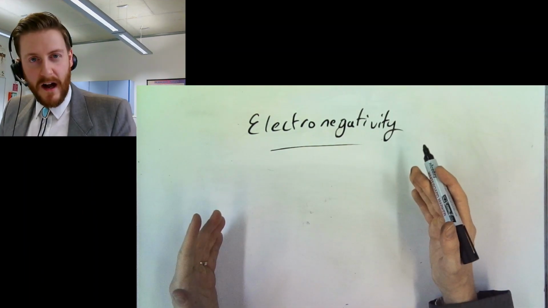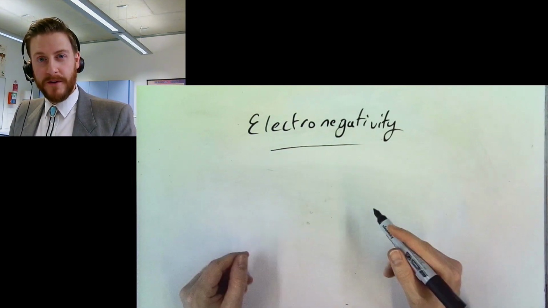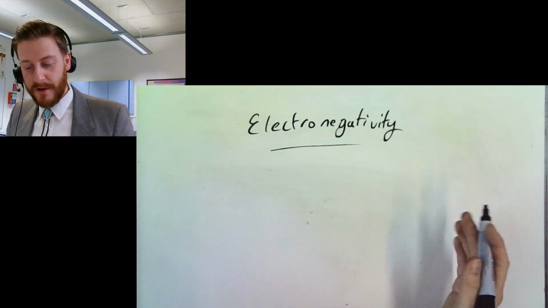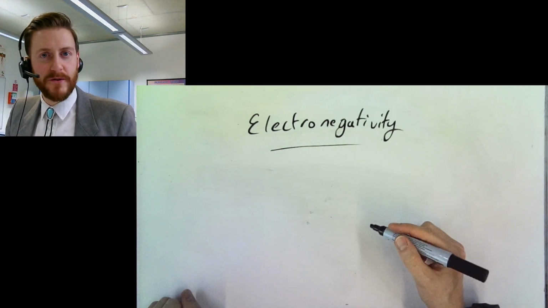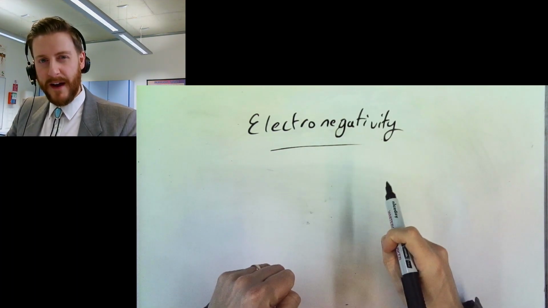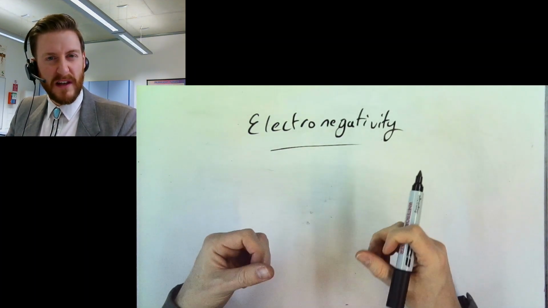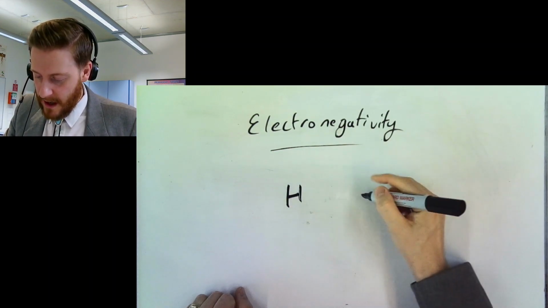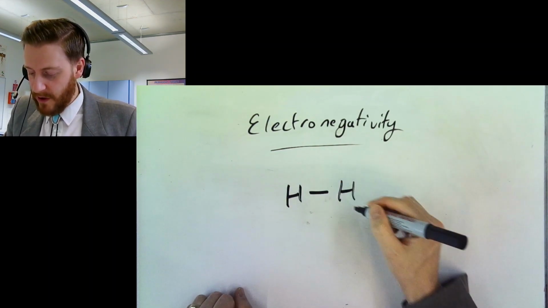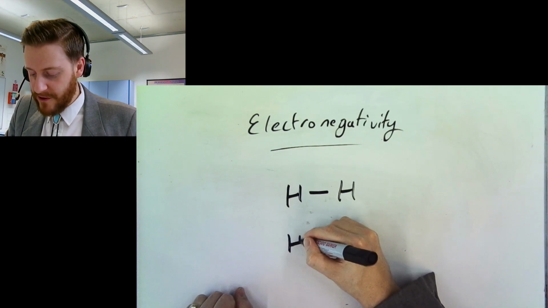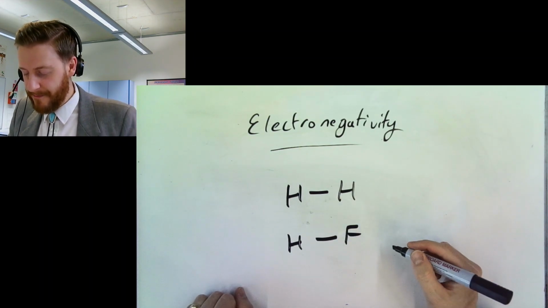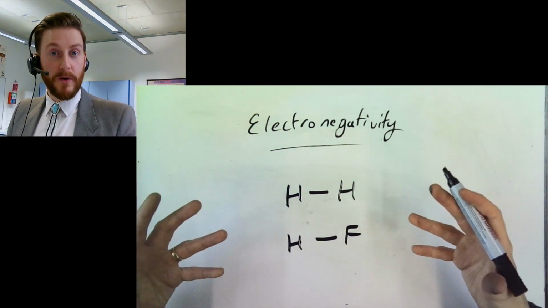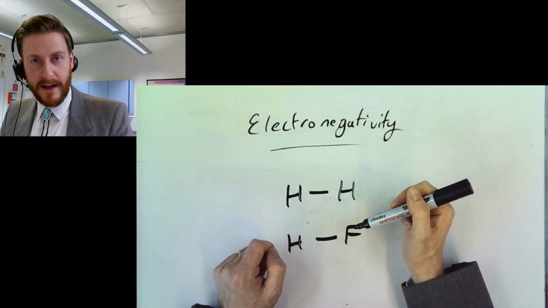How electronegativity affects bonding is that, depending on what you're next to, if you're next to something more electronegative or less electronegative, then it'll have an effect on how you distribute your electrons. Let me give you an example. So if I had a hydrogen bonding next to a hydrogen, and then if I had a hydrogen bonding next to a fluorine, in both these cases, I'm forming a bond, and that bond is a sharing of electrons.